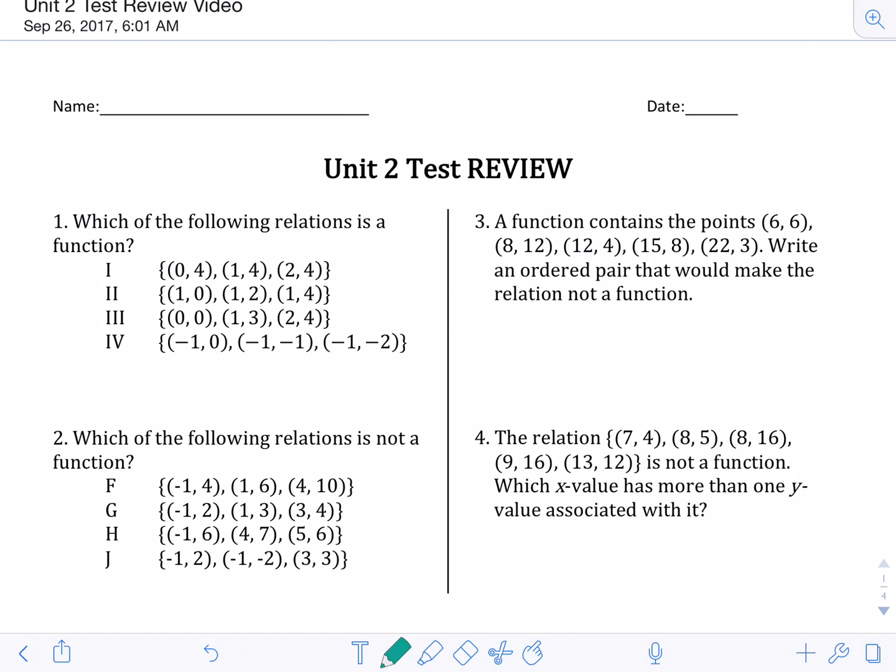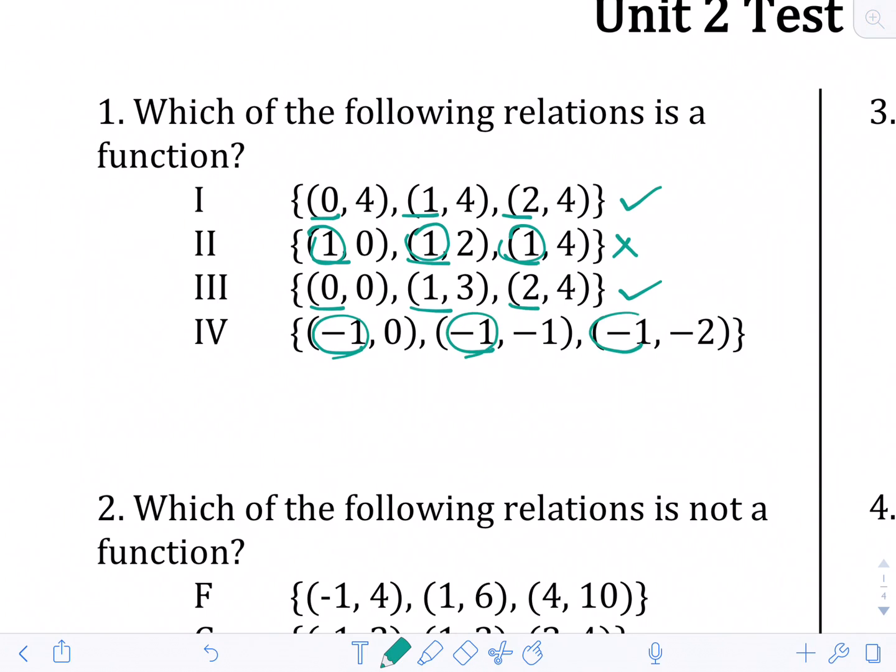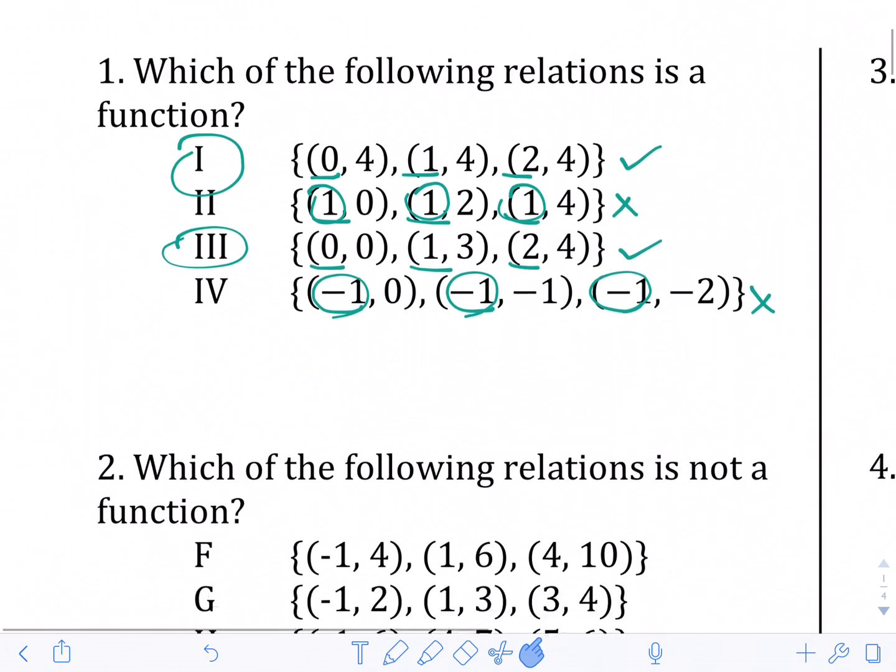Alright, this is the Unit 2 test review. So here we go. Number 1, which of the following relations is a function? So you're just going to look at your x values, 0, 1, and 2. That's a function. 1, 1, 1. That right there repeats, so it's not a function. 0, 1, 2 is a function. Negative 1, negative 1, negative 1, not a function. Which of the following relations is a function? Would be 1 and 3.